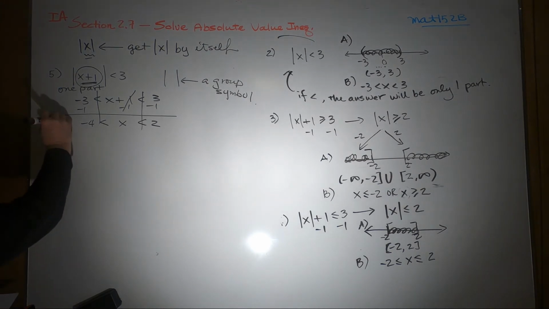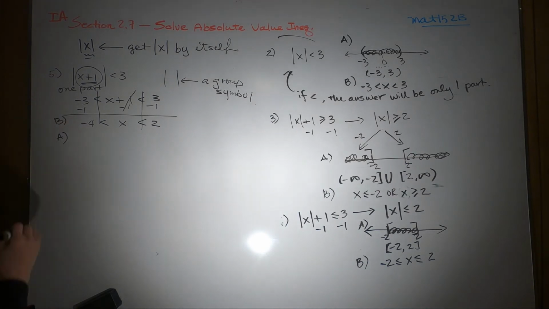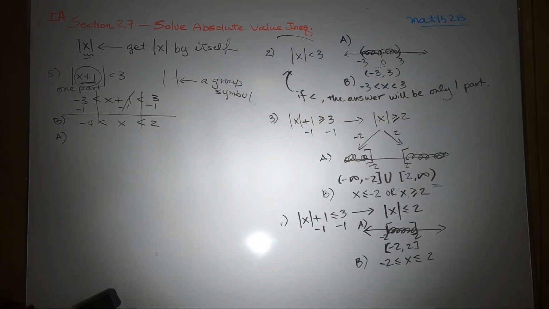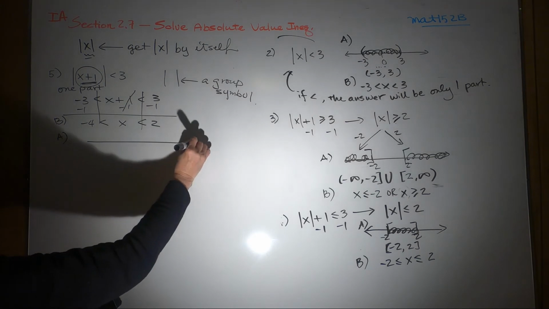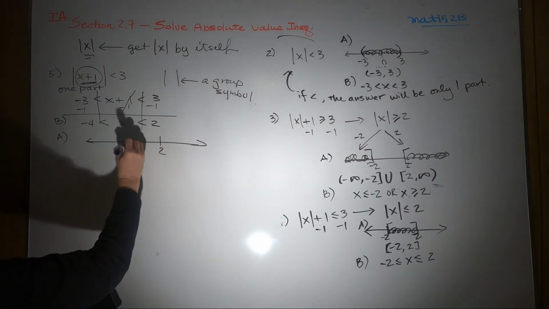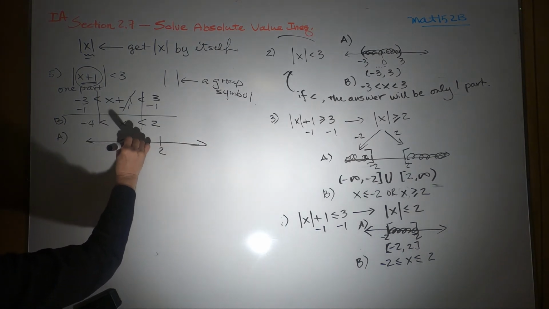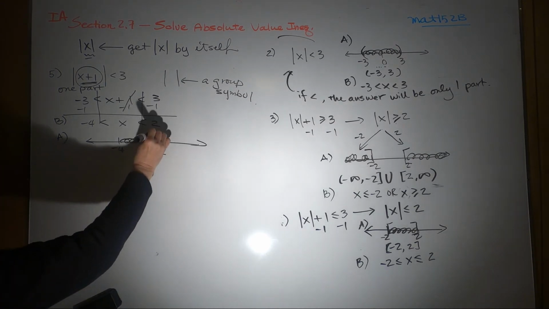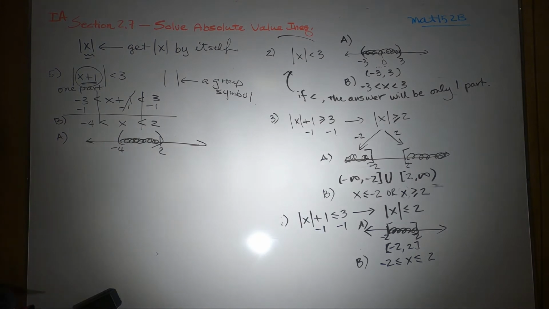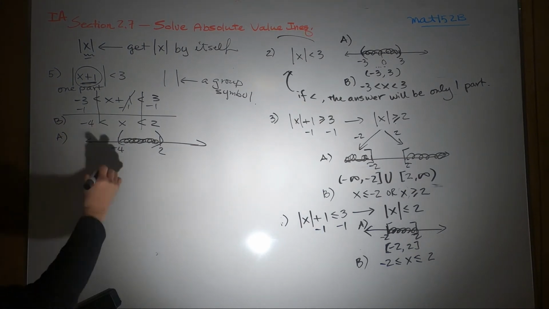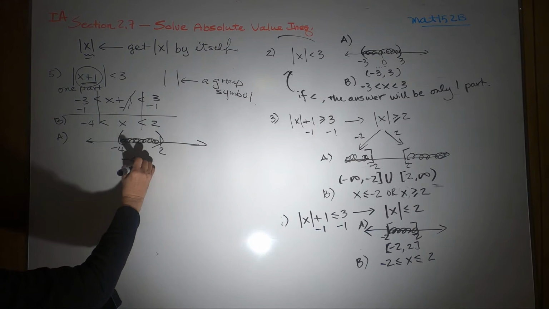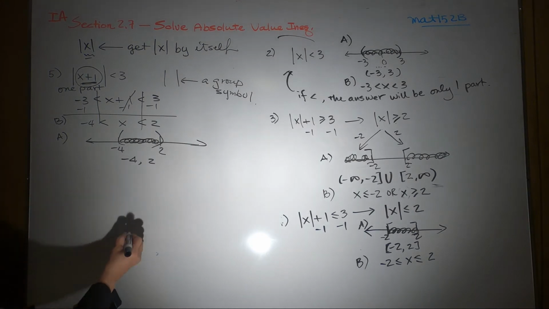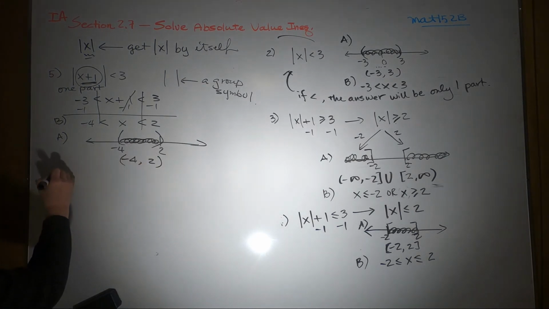Okay, so that's your answer for B. Then to describe where is x, how are we going to show the answer by graphing? So you have 2 and -4. One part or two parts? One part. In between, right? Then we do it with the interval notation, would be what? -4 to 2 with parentheses.